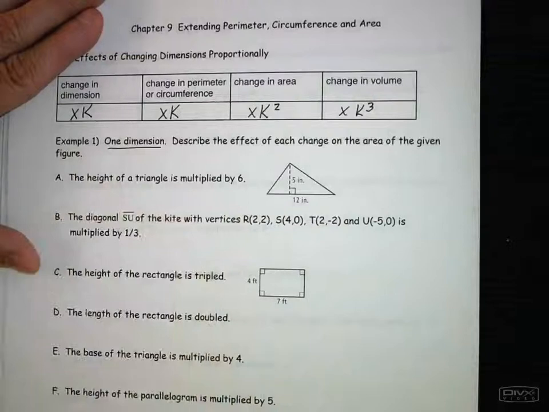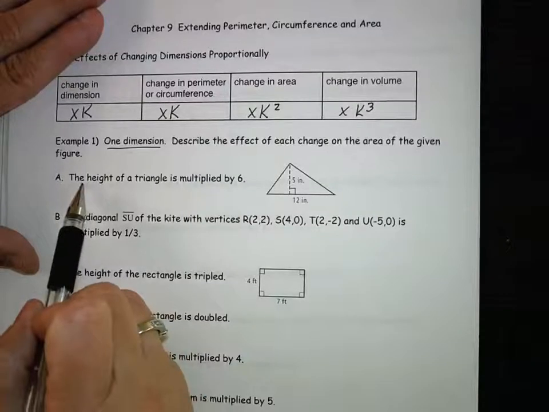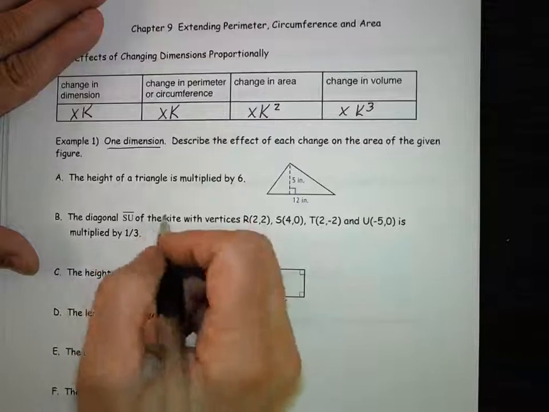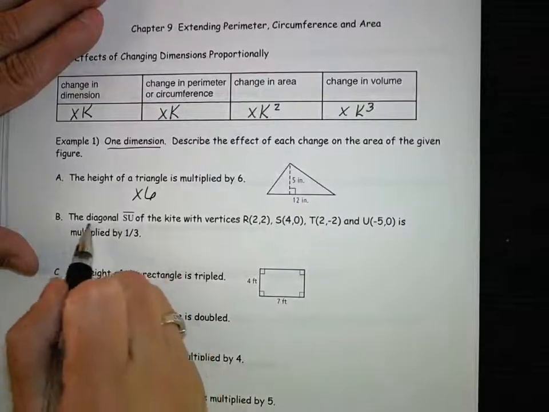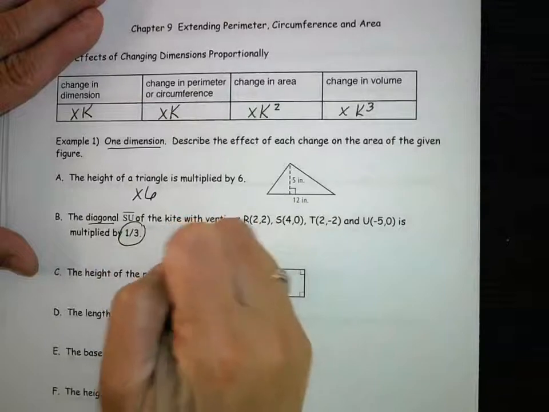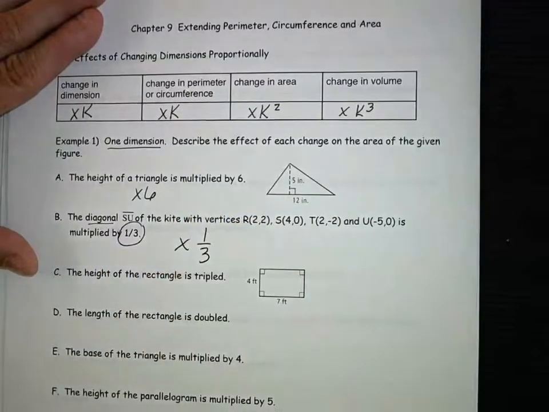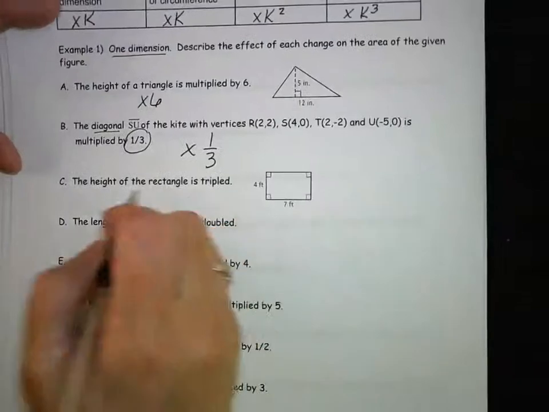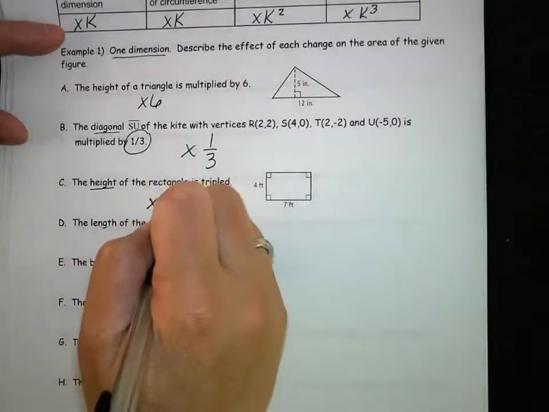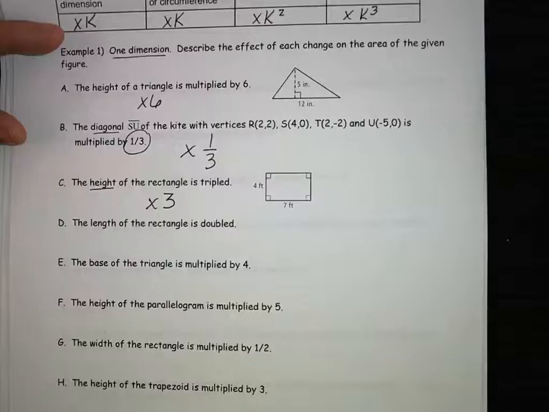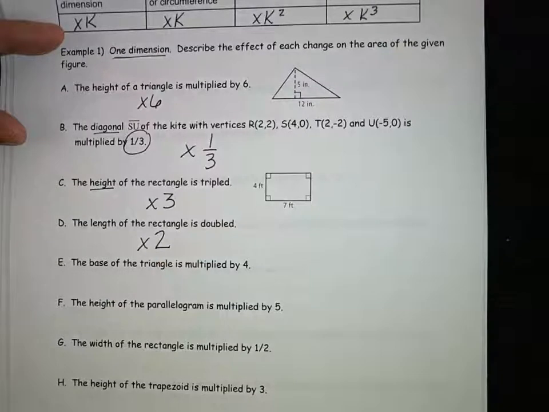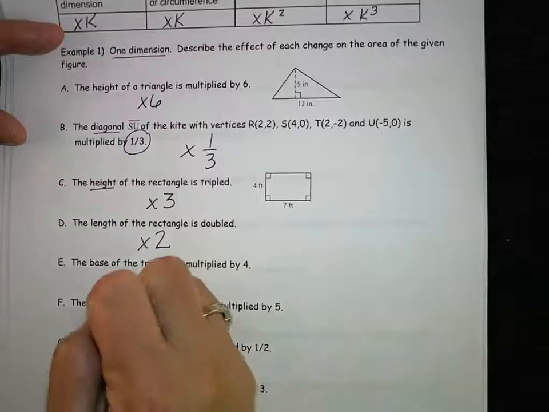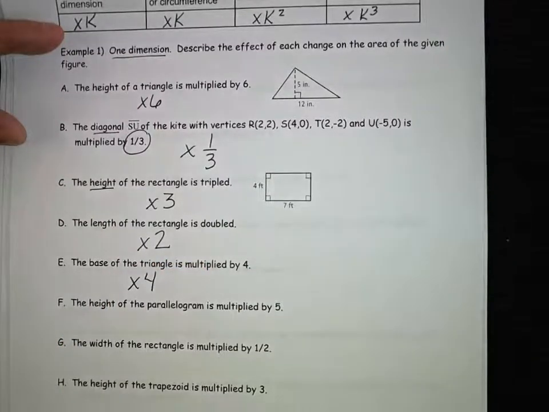Our first example is all about one dimension. We are only changing one dimension in the shape. So if we change the height just by 6, it's going to change the area by 6 because we've only changed the height. If we only change one diagonal by 1/3, it's going to change the area by 1/3. If just the height is tripled, our area will also be tripled. If just the length of a figure is doubled, the area will also be doubled. If just the base of a triangle is multiplied by 4, the area will be multiplied by 4.